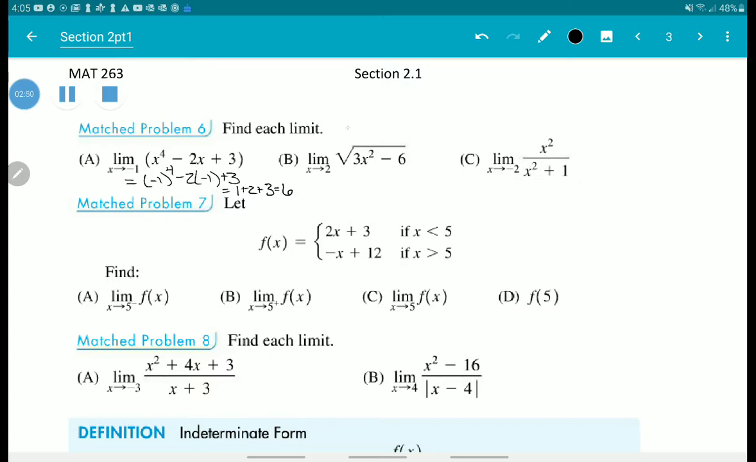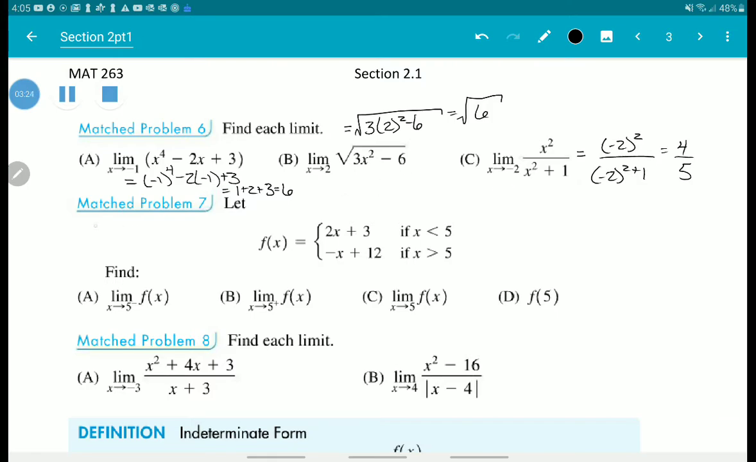In part B, substitute in. That's going to be the square root of 12 minus 6, which is the square root of 6. And then substitute in for C. We're going to have -2 squared over -2 squared plus 1, which is going to give us 4/5. So we can use that same idea for polynomials, like in part A, rational functions as in part C, and even square root functions in part B.